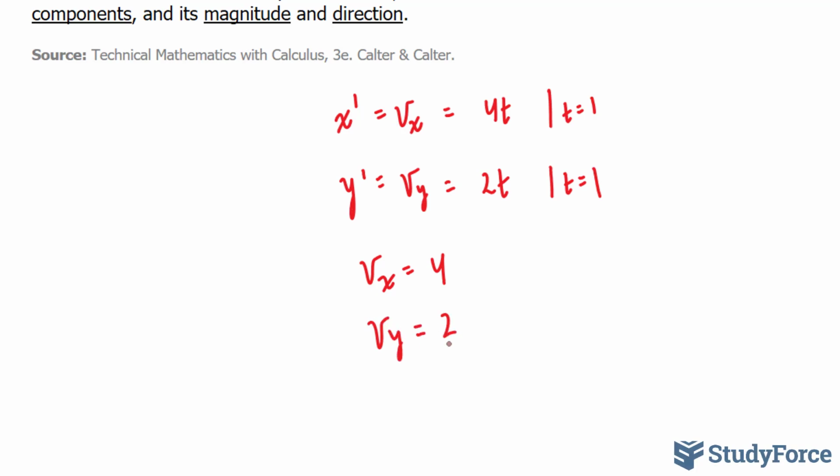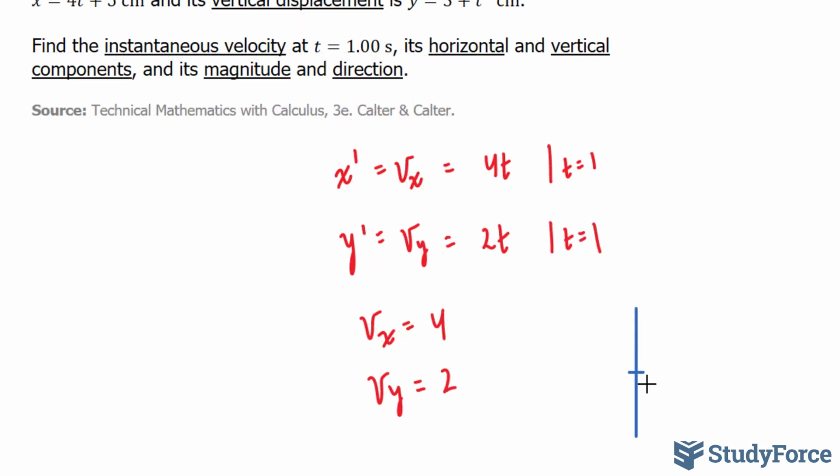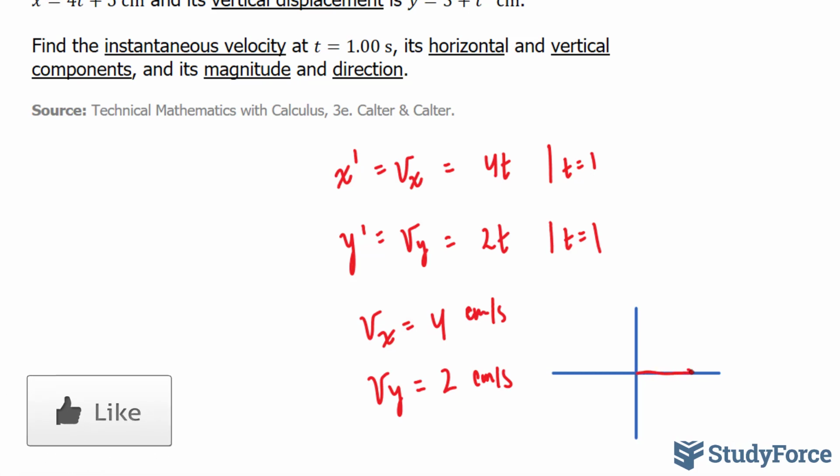And I want you to picture it like this. Pretend that we had a graph, and this number, which is in centimeters per second, and this number is also in centimeters per second, represented our horizontal component. Let's call this 4. And this represented our vertical component, 2. We are looking for the actual resultant vector, which would probably lie somewhere right here. This purple vector represents the instantaneous velocity.